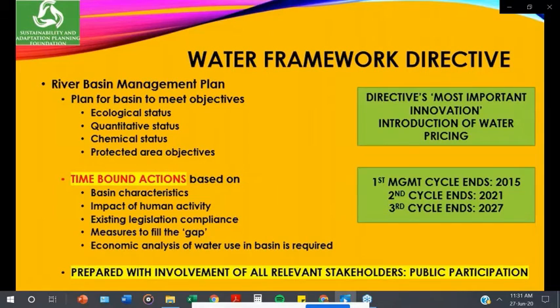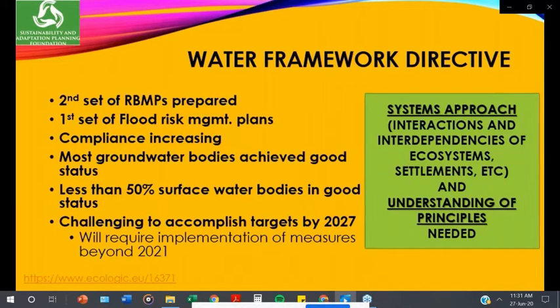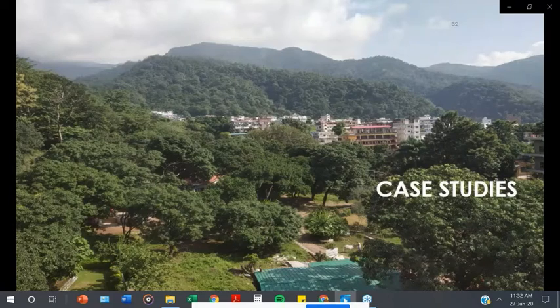It's a step in the right direction, and all the member states are over time learning to improve their understanding of the catchments and of the basins and water bodies in which they work. One of the biggest features of the directive is the systems-based approach that it promotes, and that is also one of the loopholes right now, because a lot of member states are struggling to understand this systems approach. There are interactions and interdependencies of ecosystems, settlements, etc., and these need to be understood better. There is also a need for understanding of the basic principles of the directive. That is how you are going to be able to holistically plan for a catchment. Okay, so let's look at some of the case studies.